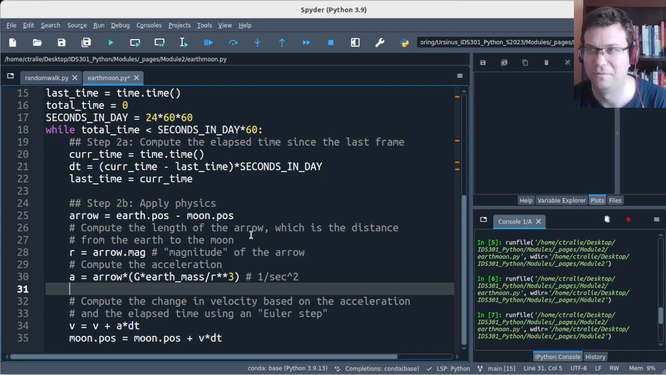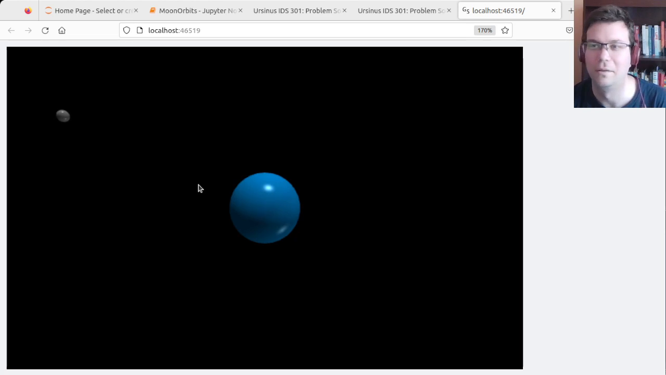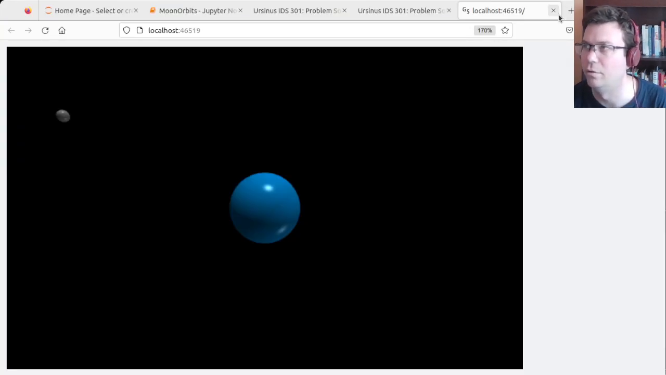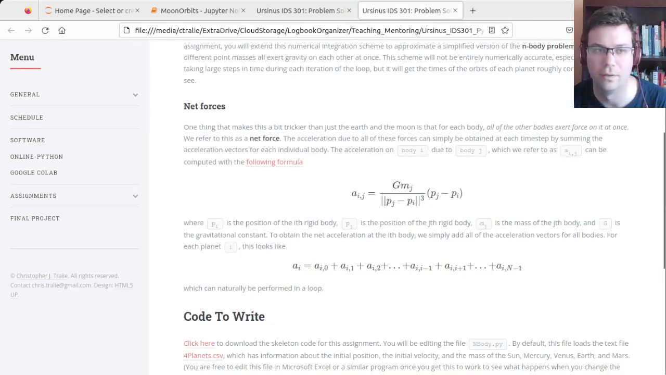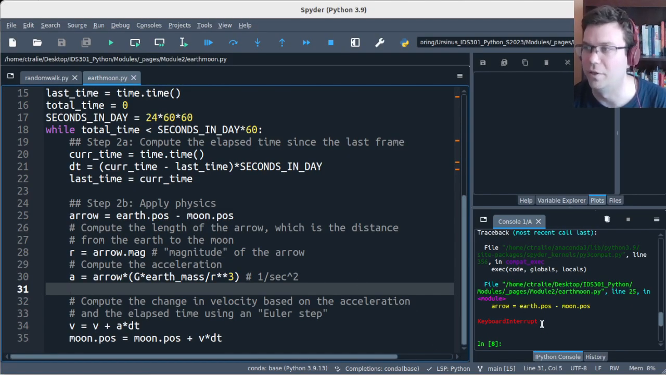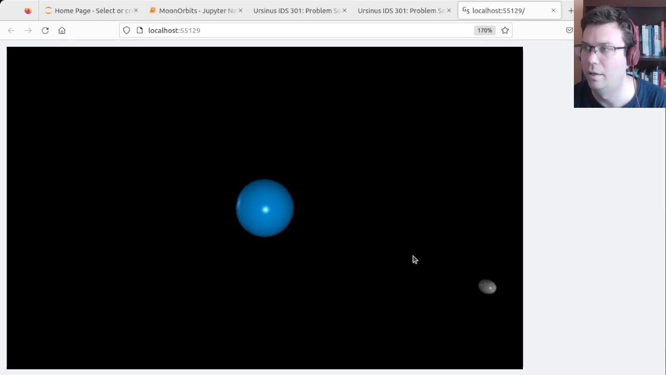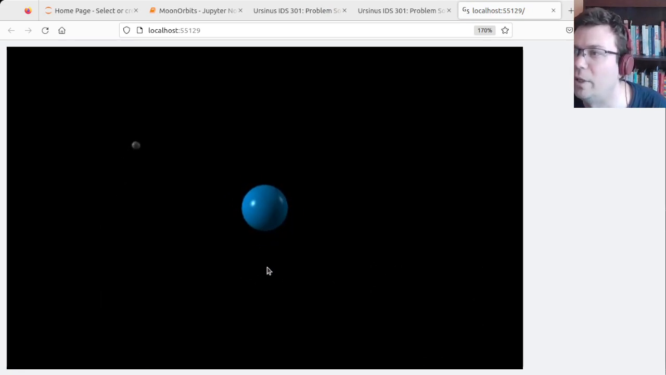Let's see, did it work? No, not yet. Let's see. Do we see anything in the console here? No, I didn't. Maybe I just need to close this and launch it again. I think that's it. Let's try. So it said keyboard interrupt. When I closed the window, it stopped that program. Let's try to run this again. And I see an orbit.